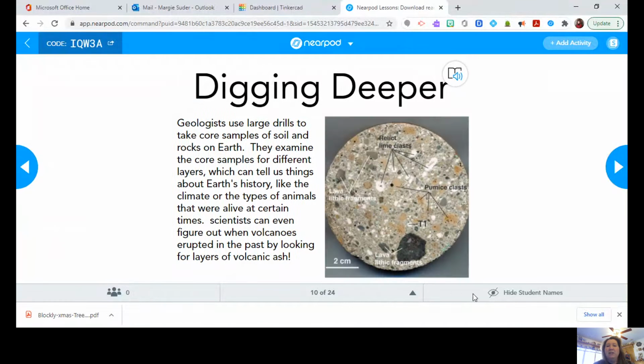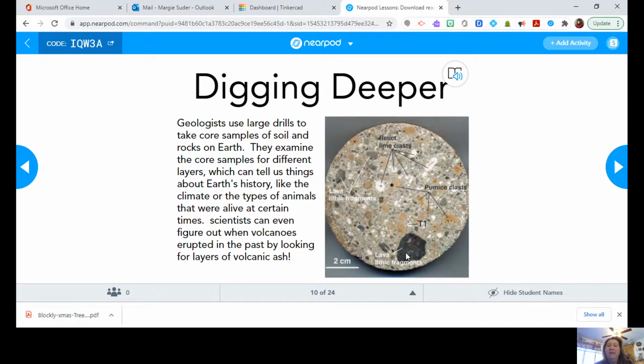Here you can see one of the ends of those core samples that geologists drill. When they examine these core samples, they're looking to tell different types of rock and different types of minerals so they can tell a little bit about Earth's history. Down here, this little dark piece is called a lithic fragment, which means it is from lava. And lava leaves different lithic fragments. You can see right here we have some lithic fragments from lava.